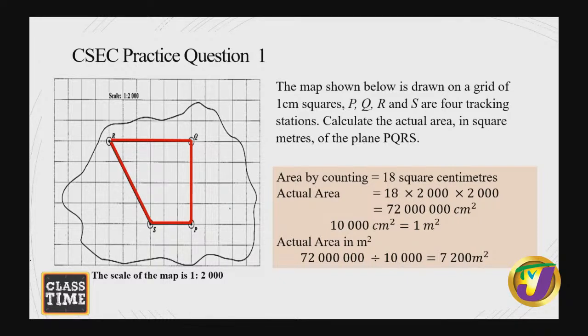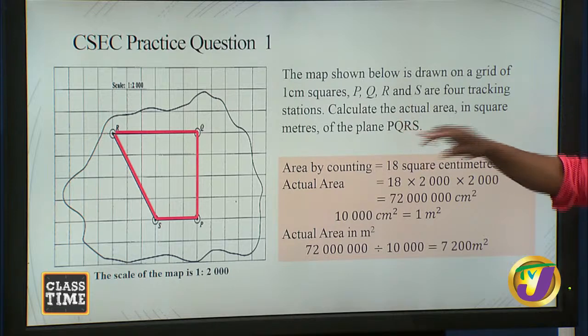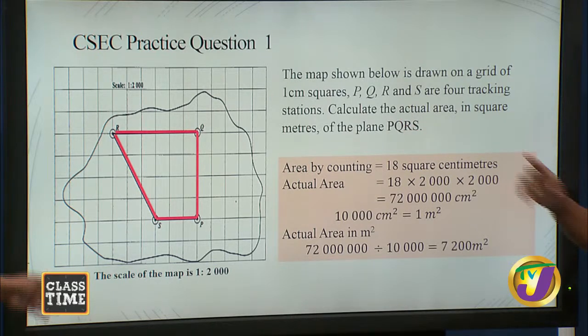7,200 square meters would represent the actual area in square meters of the plane that is identified on the map, given that the scale is 1 to 2,000. Okay, that was much. I hope you got all of that.